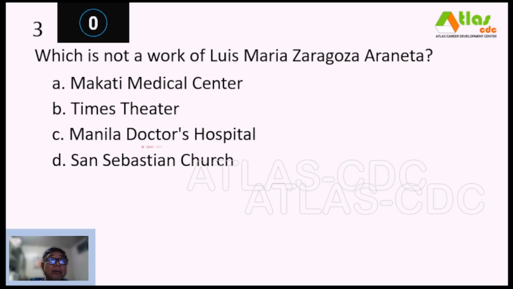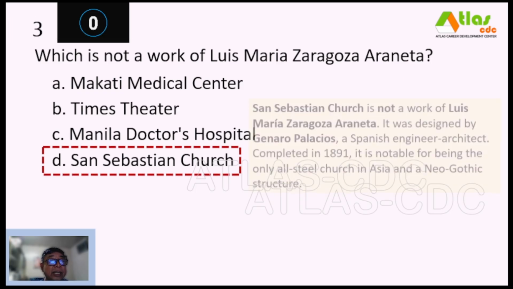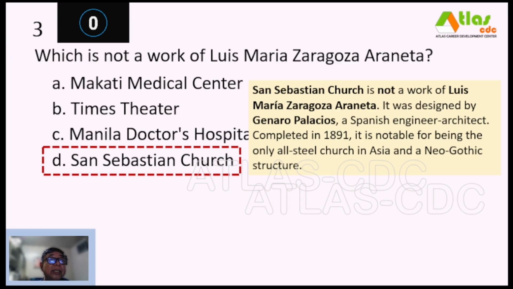And our correct answer is letter D, San Sebastian Church. So, San Sebastian Church is not a work of Luis Maria Zaragoza Araneta. Not to be confused with the national artist Jose Maria Zaragoza. The San Sebastian Church was designed by Genaro Palacios, a Spanish engineer and architect, completed in 1891. It is notable for being the only all-steel church in Asia and a neo-Gothic structure.